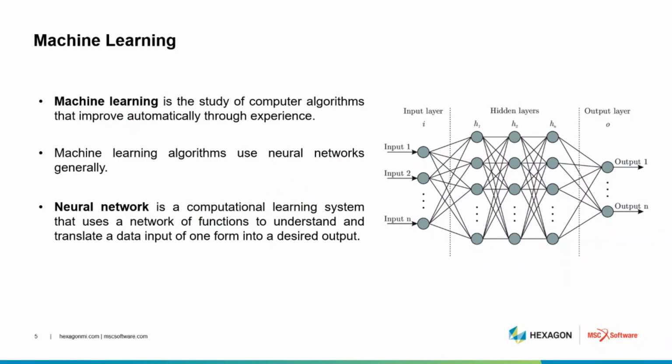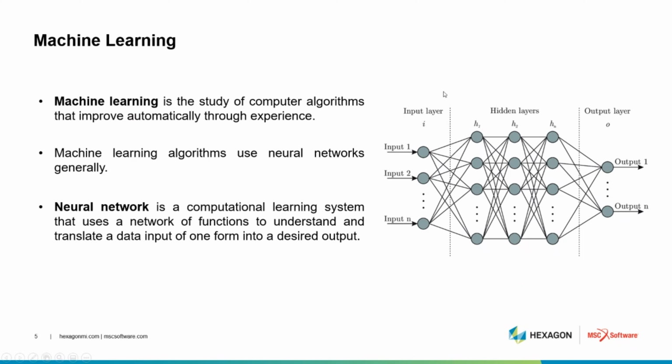So let's define a few words. What is machine learning? Machine learning is the study of computer algorithms that improve automatically through experience. For machine learning, we use neural networks. So what is a neural network? You can see at the right side a picture of a neural network. A neural network is a computational learning system that uses a network of functions to understand and translate data input of one form into a desired output.